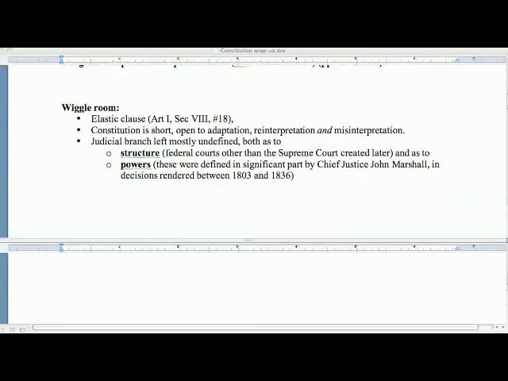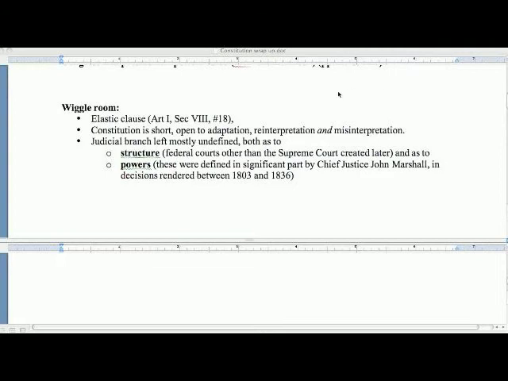The fact that the Constitution itself is short, one of the shortest constitutions of democracies in the world, means that it's also open to adaptation, reinterpretation, and unfortunately misinterpretation as well. But the fact that it's short and open to reinterpretation means that it has stood the test of time.